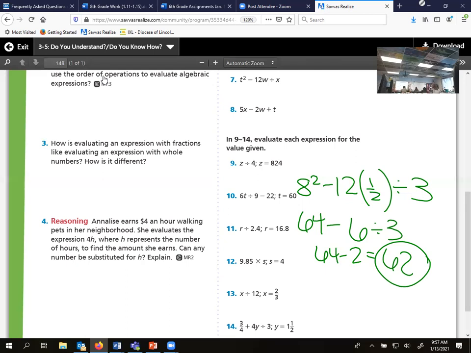Okay, so sometimes you'll have multiple variables, and sometimes you'll just have one variable and they tell you its value. Which is kind of silly, because they wasted more ink writing it this way than just saying 824 divided by 4. But you can practice plugging things in.